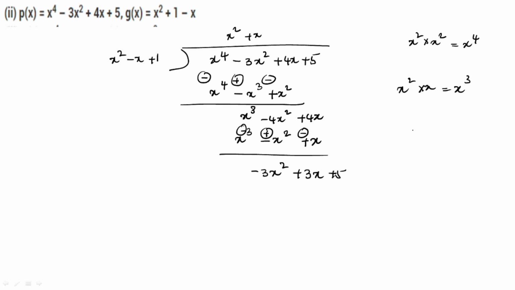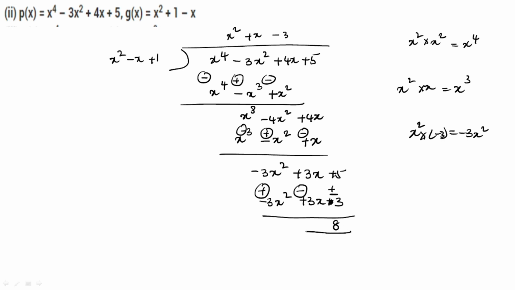The only variation is the constant term, so you have to multiply it with minus 3. When it is multiplied with minus 3, we get minus 3x square plus 3x plus 3, and when you alter the signs, the remainder will be 8. So this is the remainder and this is the quotient.